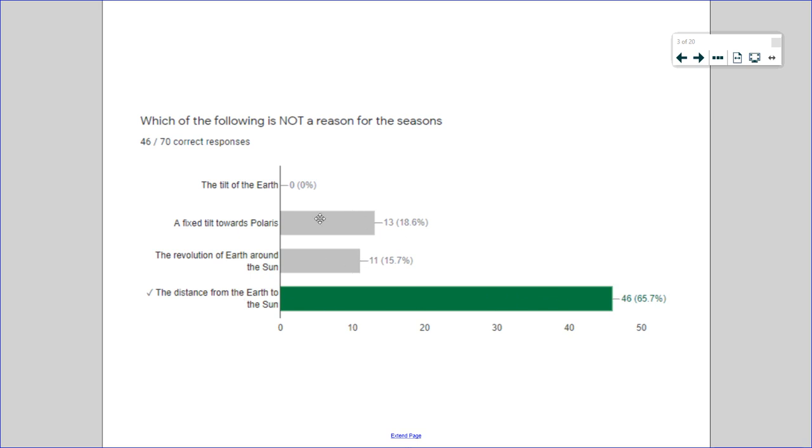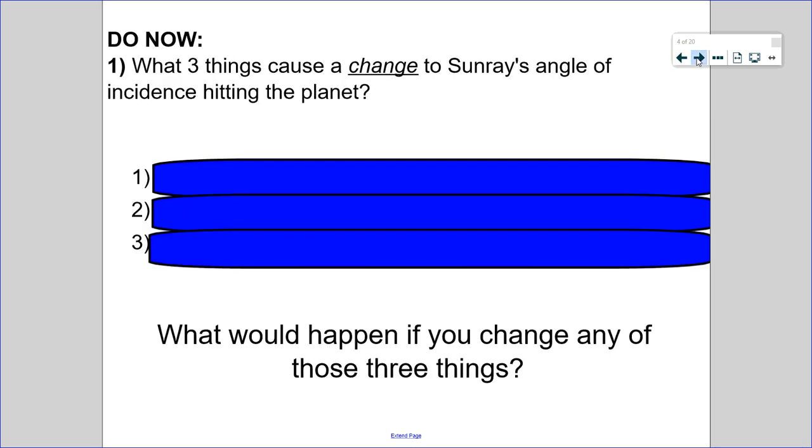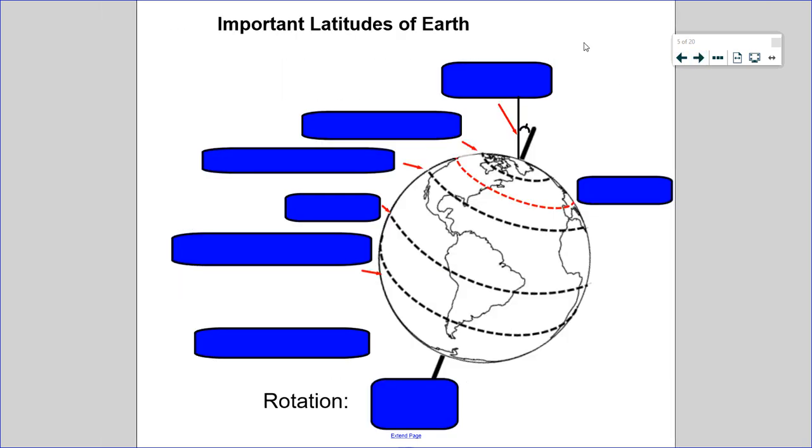The rest of you, the 24 of you or so that picked this one, make sure that you are aware that this is not the reason. This has nothing to do with why we have seasons. Okay, skip over that.